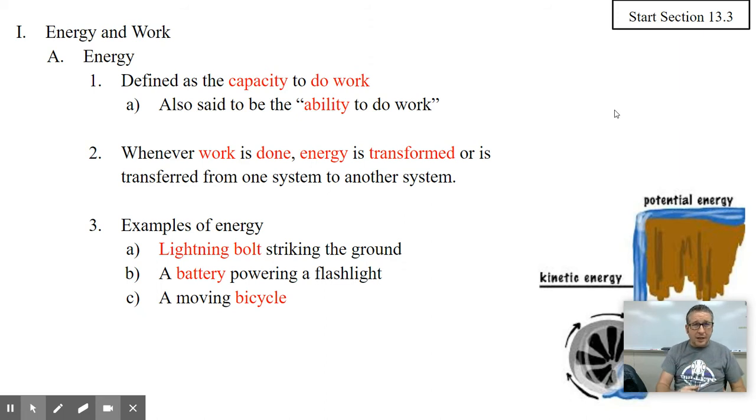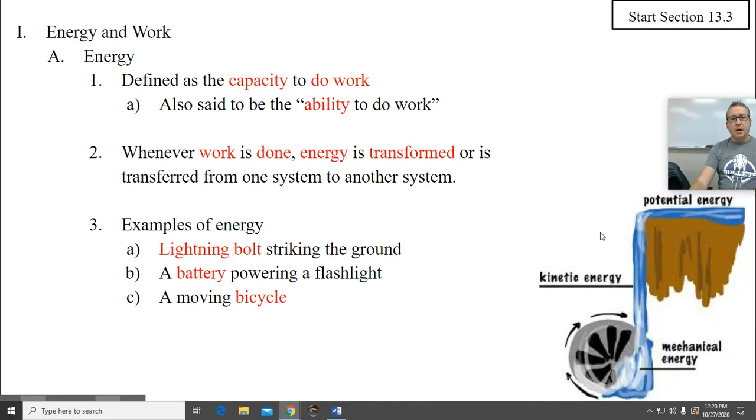And so scientifically speaking, we had to put our thumb on it and say, this is how we define energy. Okay, energy is the capacity to do work or the ability to do work. Whenever work is done, energy is going to be transformed or transferred from one system to another. Like, for instance, when lightning bolts strike the ground, a battery powering a flashlight, a moving bicycle. Okay, all of those have various types of energy that are going to be transformed or transferred to another system from an original system.